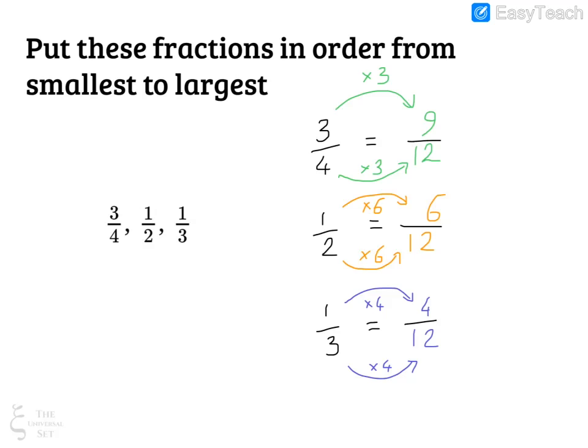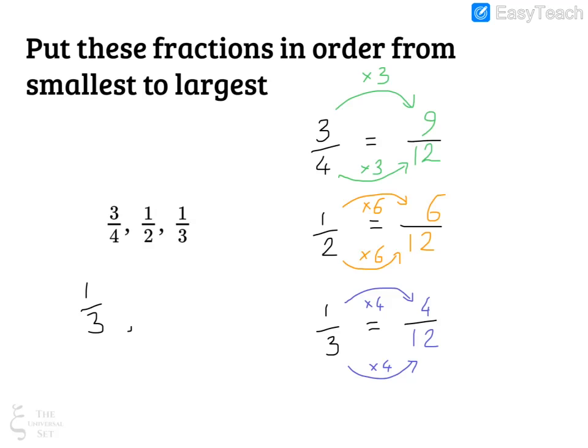So now we just need to decide which is smallest, which is biggest. Well, 4 twelfths, that's obviously the smallest, 6 twelfths is going to come next, and then 9 twelfths is the biggest. So let's pop those in order. The smallest one was this one here, so that's a third is the smallest one.